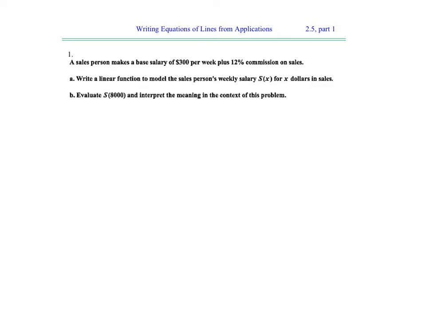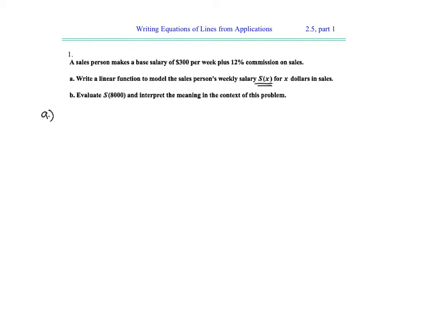In this video, we're going to write the equations of lines given an application. In the first one, we have a salesperson who makes a base salary of $300 a week and then quite a good commission, 12% commission on sales. We're looking to write the equation of a line using function notation: the salary of x, when x is the number of dollars in sales. And then we'll evaluate that.